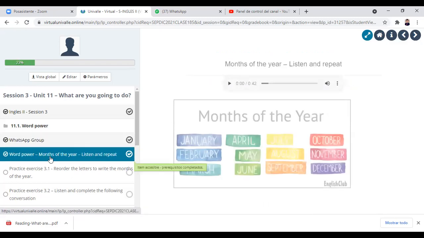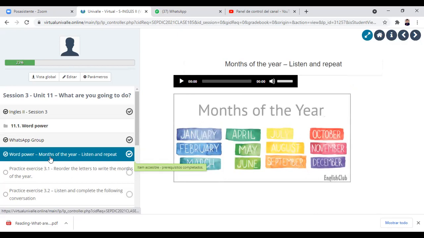Okay, so for today, we're going to try to cover the months of the year. In this session, we're going to work on the listening section, and then we're going to repeat to enhance our knowledge related to the months of the year. And here we have January, February, March, April, May, June, July, August, September, October, November, December. But let's play the track and listen one more time, okay?